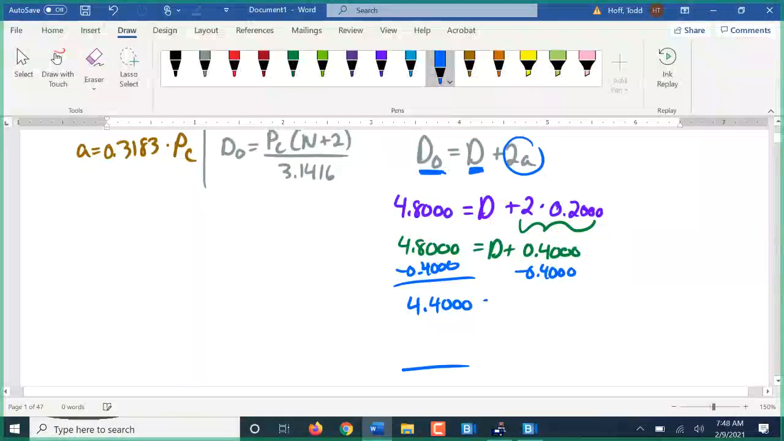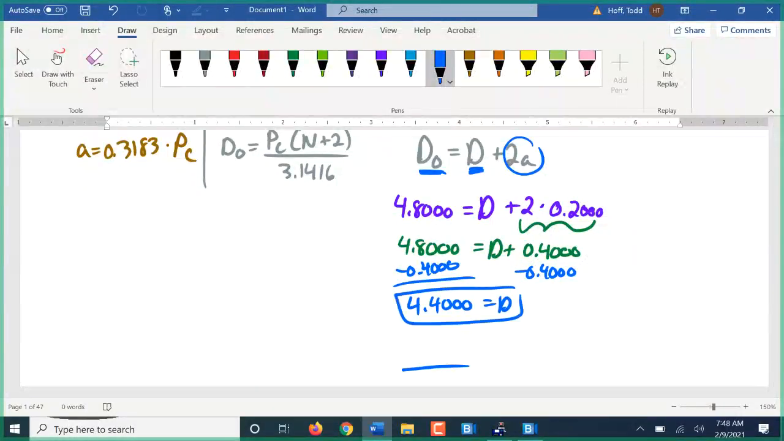4.4000 equals the pitch diameter. So there's a case where we had to look through the formulas for the items we were given and see if we can use those formulas to work backwards to what it was we were trying to find. Let's do one more example of that.